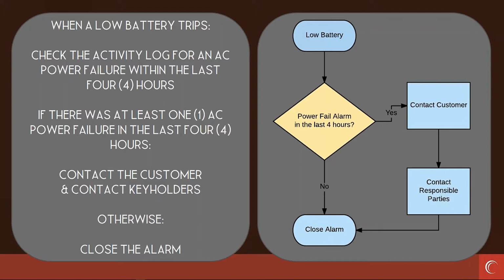So perfect. Now on the right hand side, you can see that I've drawn a flow chart, and it's a pretty simple one. It says I got a low battery, and was there a power fail in the last 4 hours? If yes, we're going to contact the customer and contact responsible parties. If not, we're going to close the alarm. So it's pretty straightforward as to what we're trying to accomplish.